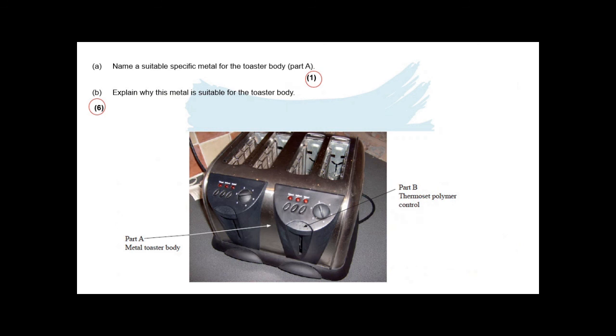So name a suitable metal for the toaster body, 1 mark, and then explain why this metal is suitable for the toaster body, 6 marks. So remember what we talked about before with the breakdown of questions. So 1 mark is quite simple in explanation. 6 marks, okay, so that's 3 marks for 3 parts for being right, and then an extra 3 marks for your explanation. So typically you would get a separate insert in your exam paper that would have coloured pictures of the product, and it'll tell you what it is, and it'll ask you to talk about certain parts. So this one specifically is looking at the metal toaster body.